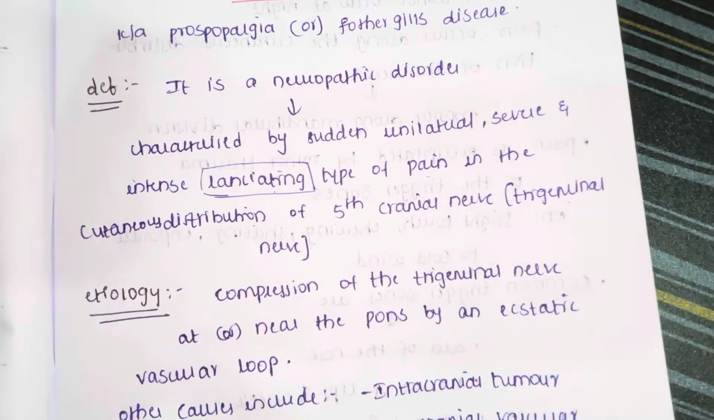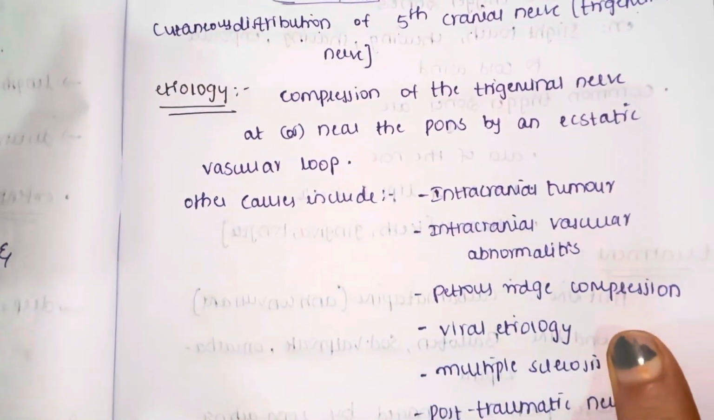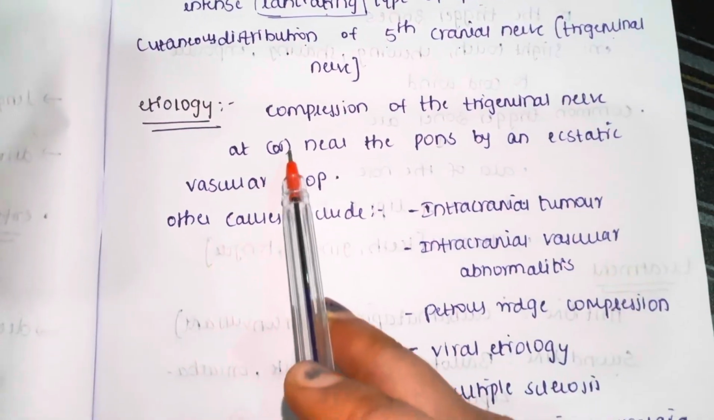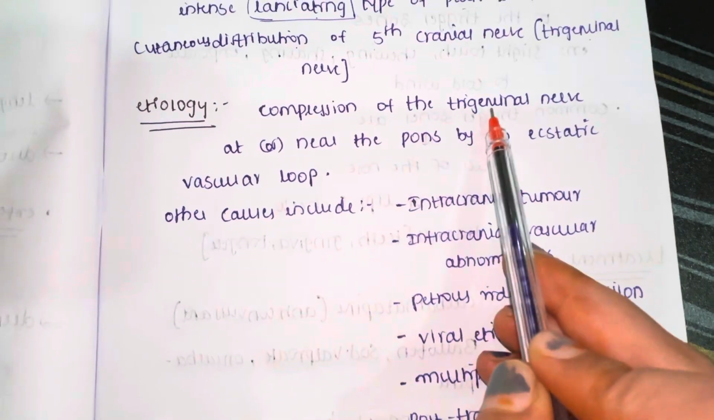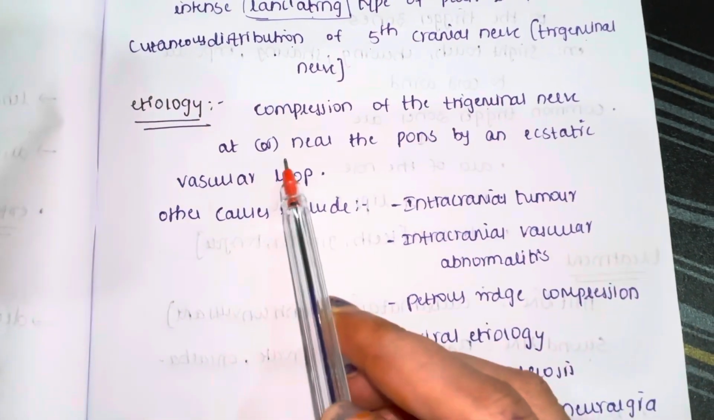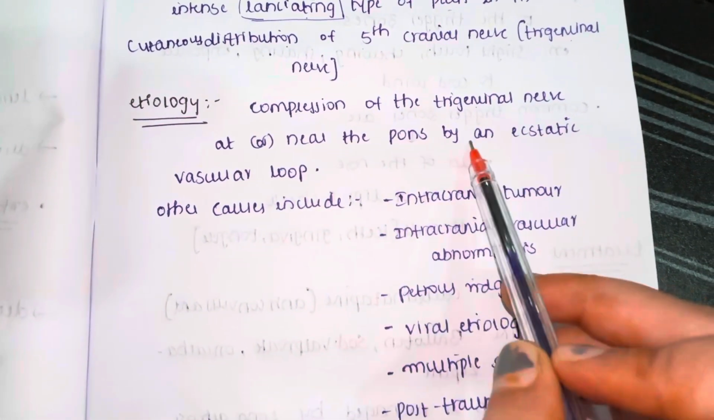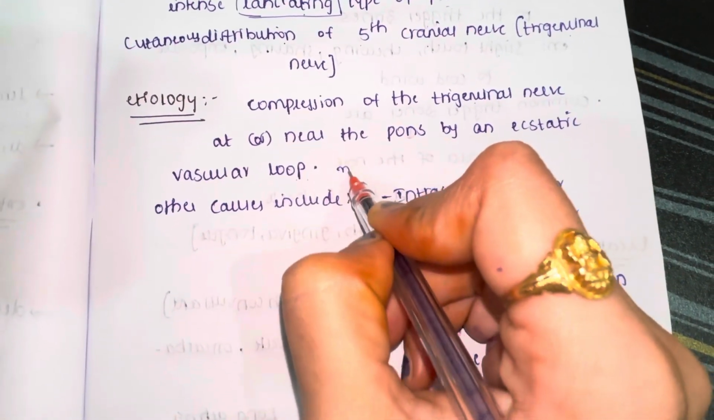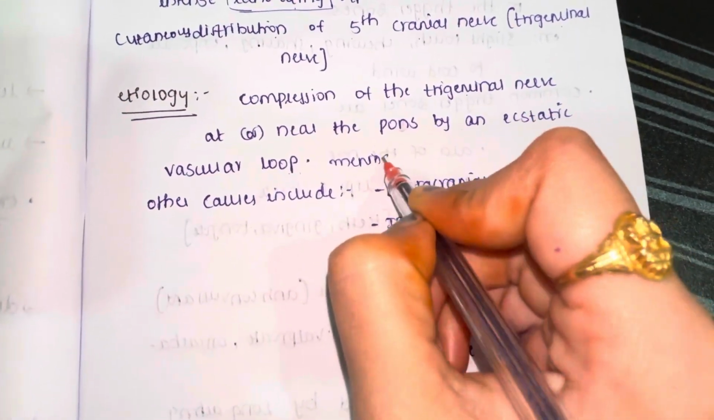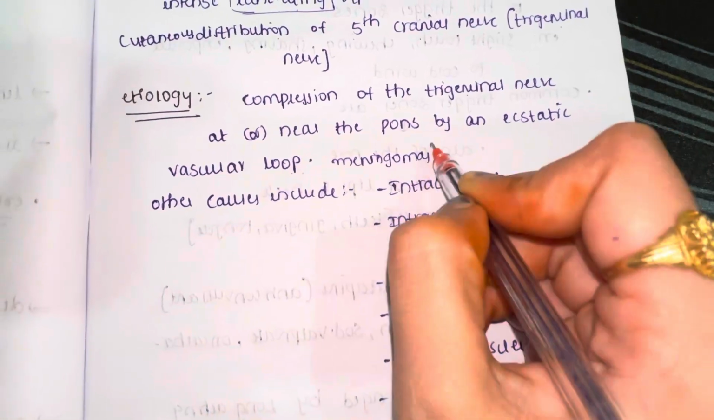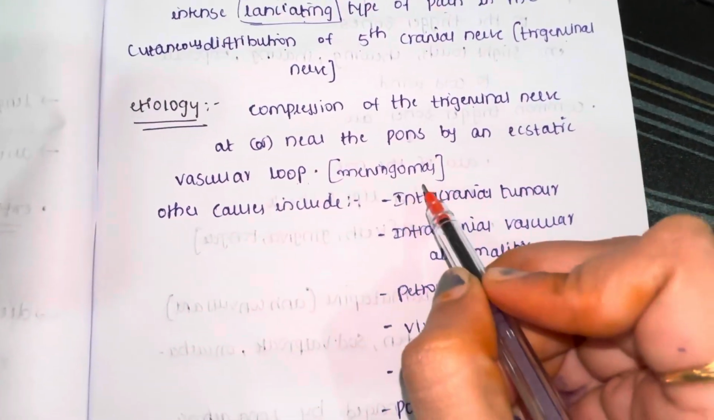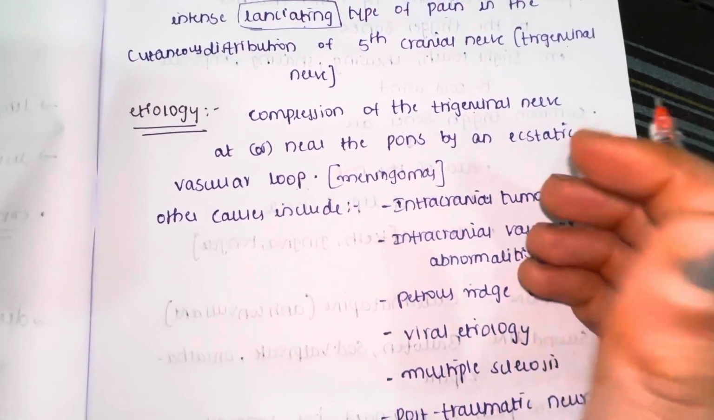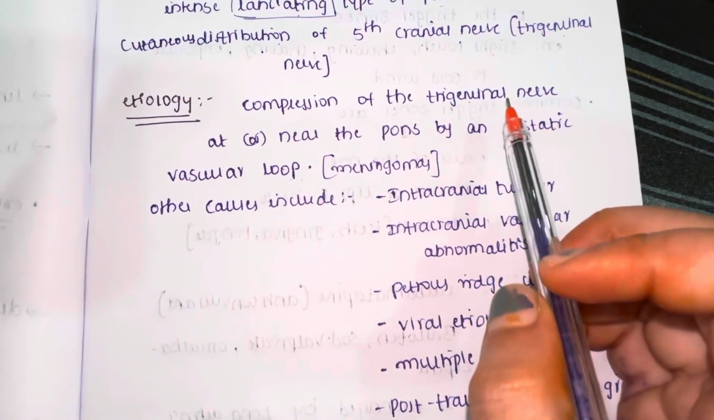Okay, so now let's learn about the etiology. It occurs because of the compression of the trigeminal nerve at or near the pons by an ectatic vascular loop. This may be because of meningiomas, etc. Because of these vascular loops, the nerve gets compressed and you are going to get this neuralgia.